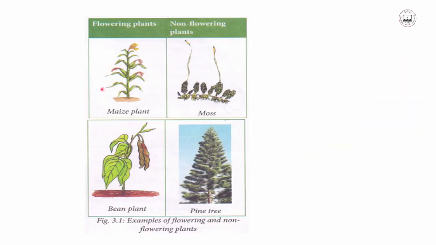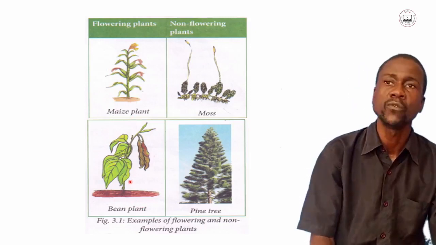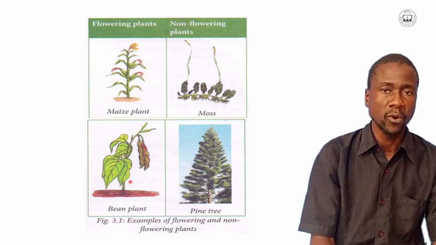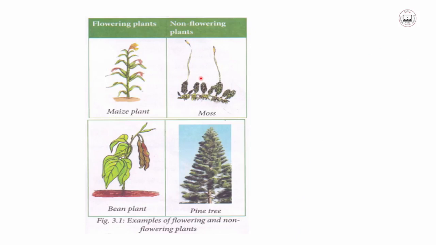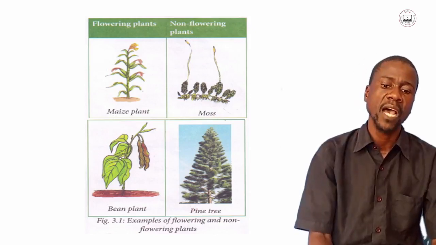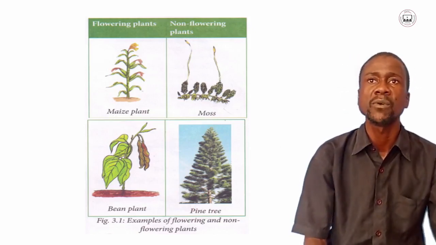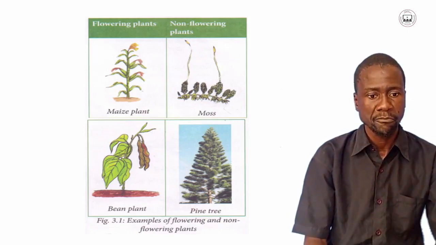Now here we have a maize plant, which is also a demonstration of a monocotyledonous plant, and again it is a flowering plant as well. And then a bean plant, here it is also a flowering plant, and again it is a demonstration of a dicotyledonous plant or a dicot plant. And here we have examples of non-flowering plants, and here we have the mosses and the pine trees. So these are just very few examples out of the many examples we have in our environment.